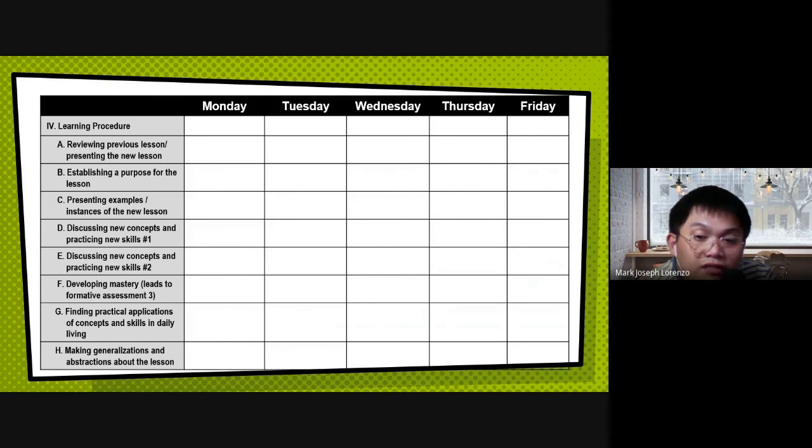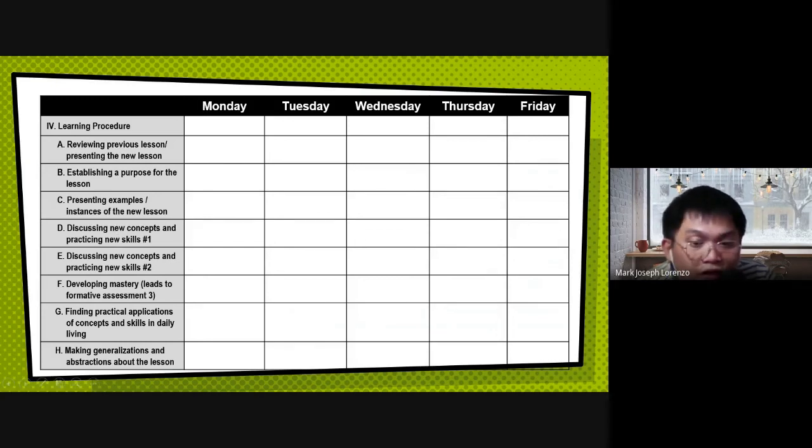Ang ating before the lesson, it is composed of review of the previous lesson, no? It connects the lesson with learners' a priori knowledge. Establishing a purpose for the lesson, it motivates learners to learn the new lesson. Presenting examples, instances of the new lesson, no? Ito yung concepts are clarified kung tama ba na naunawaan nila yung A and B. The beginning of the lesson, maaaring gamitin natin yung startup, warm-up, icebreaker, formative assessment to introduce a new lesson and connect it with the previous lesson, no?